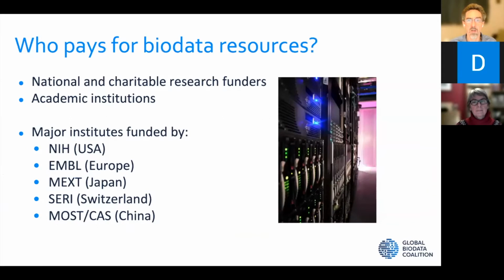Next slide. Who pays for biodata resources? Many of the larger resources are paid for by national and charitable research funders through grant funding. Often smaller research resources or resources that are being started up are paid for by academic institutions, usually to the PI that is starting the resource. Major institutions, and by that we mean NCBI in the US, EBI in Europe, the Swiss Institute of Bioinformatics, are also funded by these funders here, and there probably are others that are on this list. Next one.